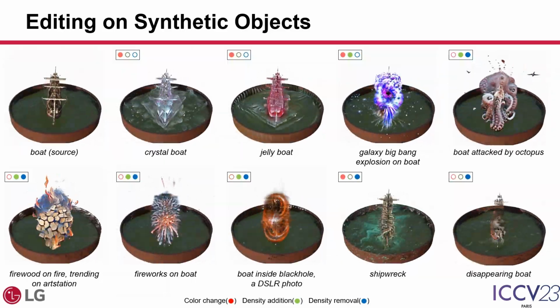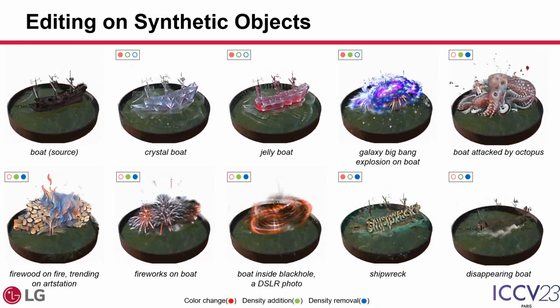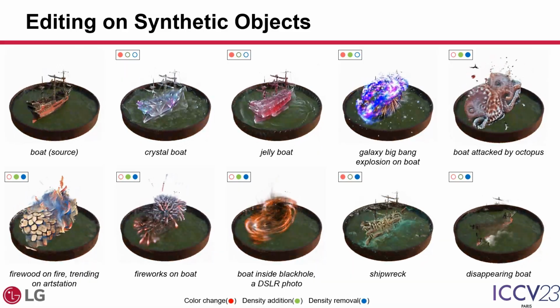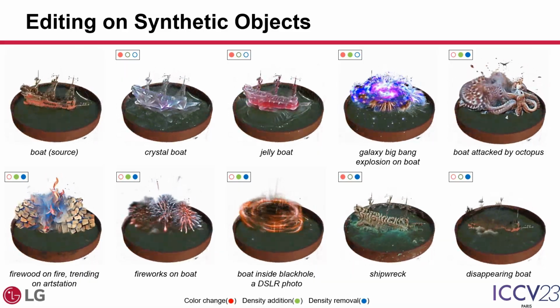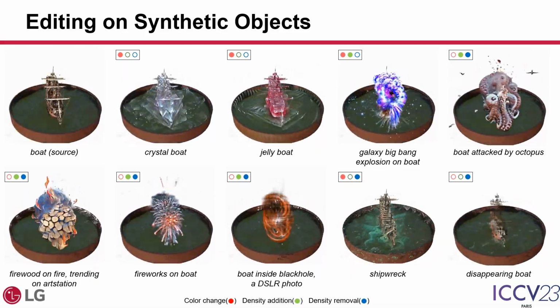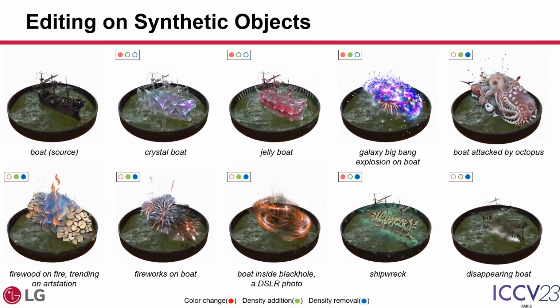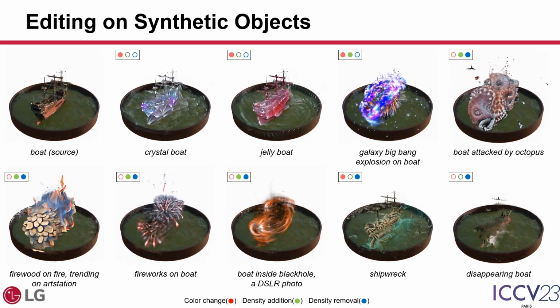We further focus on experiments that edit the boat object with various target texts. These results show that Blending-NeRF naturally and locally edits the target object that matches the target text. For example, we can naturally make the boat shipwrecked or get into a black hole.